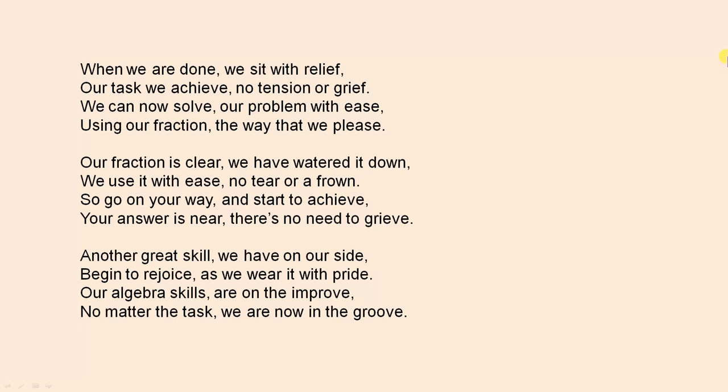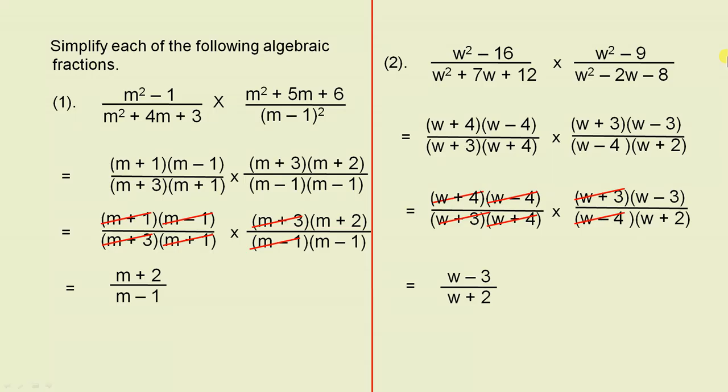And now let's have a look at the lesson. Simplify each of the following algebraic fractions. So we have this algebraic fraction and this one, and they're multiplied together. Now the secret here is to factorise each of those terms.